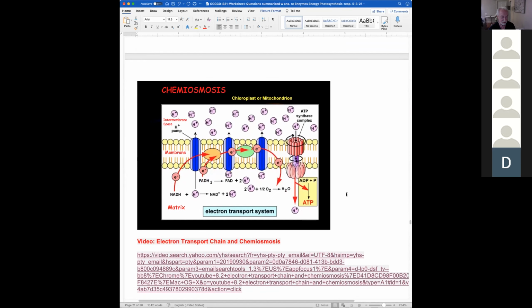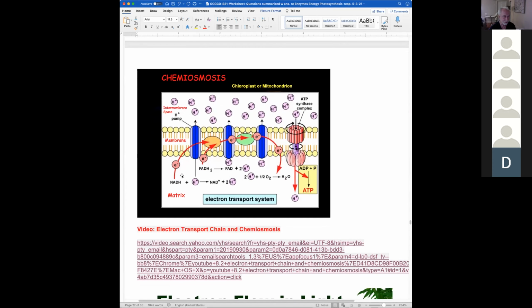And this is a closer look at chemiosmosis. It shows you the same thing: electrons from NADH going into the membrane, passing from one carrier to another through the membrane. And while the electrons are doing that, protons are accumulating on one side in the intermembrane space. And when they are passed through this ATP synthase complex, ATP is generated from ADP plus Pi.